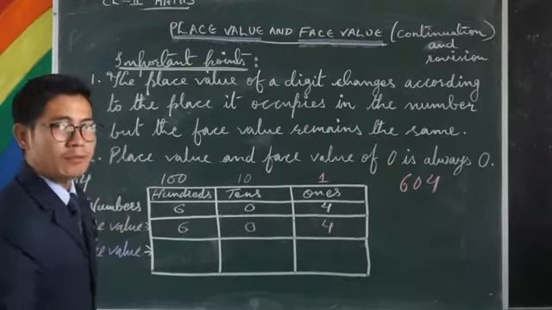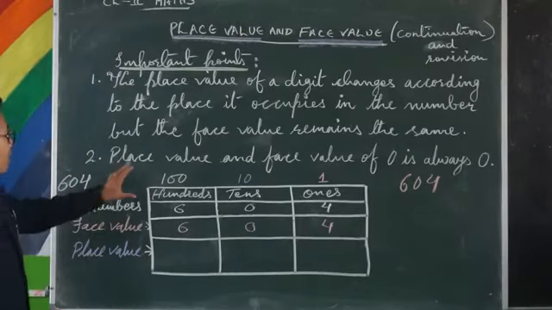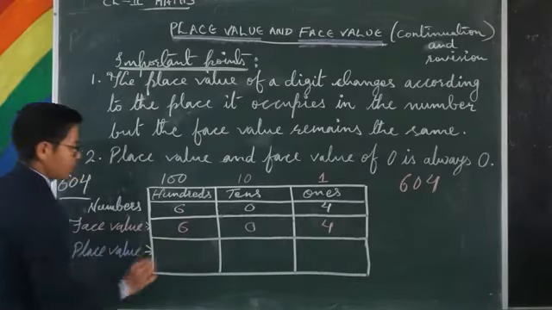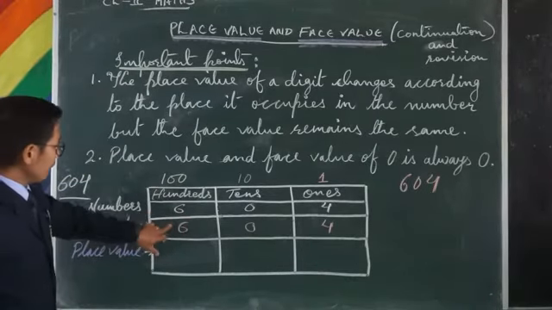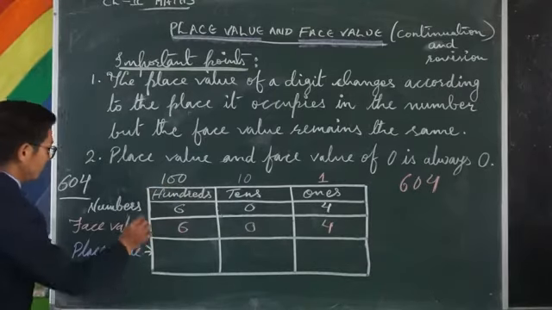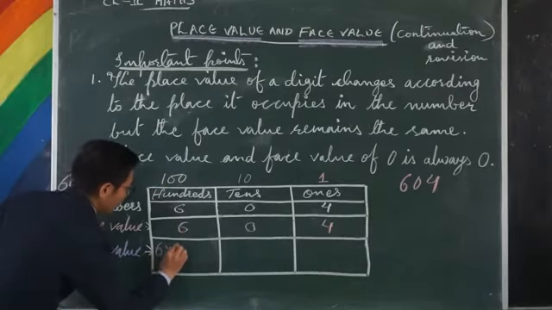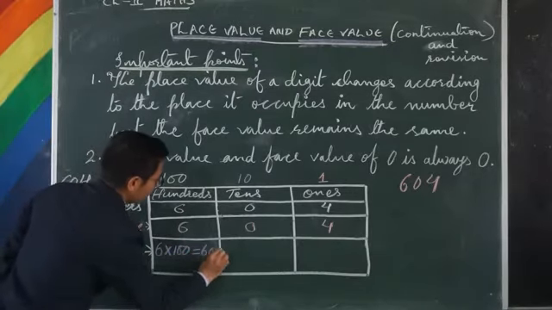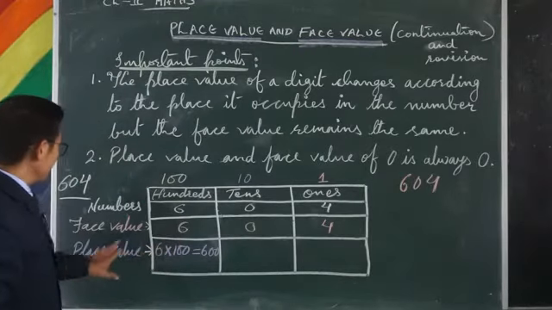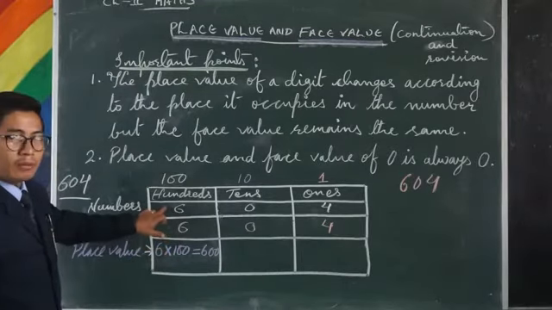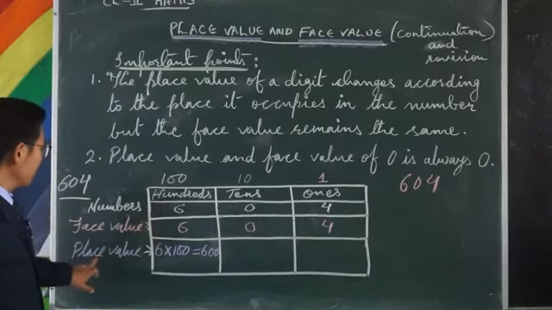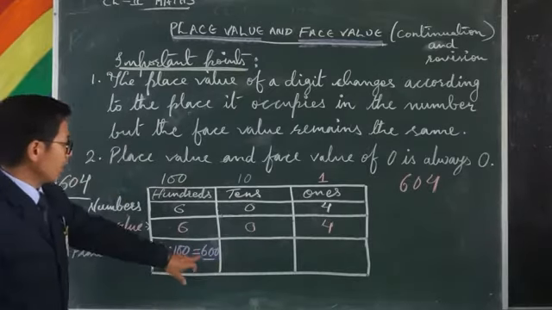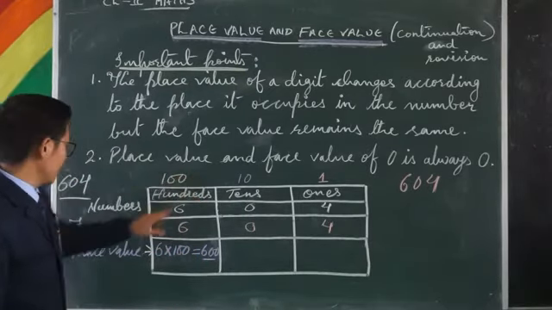Now move on to place value. The place value of 6: 6 is in the hundreds position, that's why we multiply 6 by 100, which will be 600. The face value of 6 is 6, but the place value of 6 will be 600, because 6 is in the hundreds position.